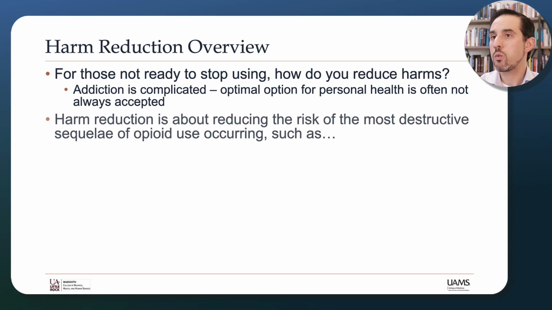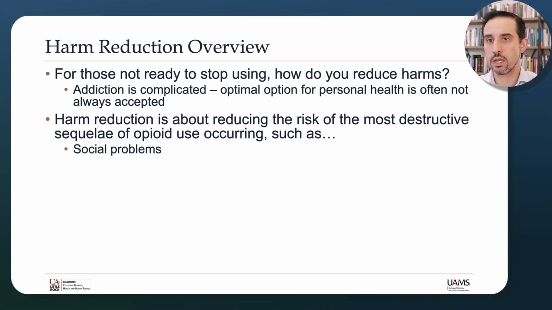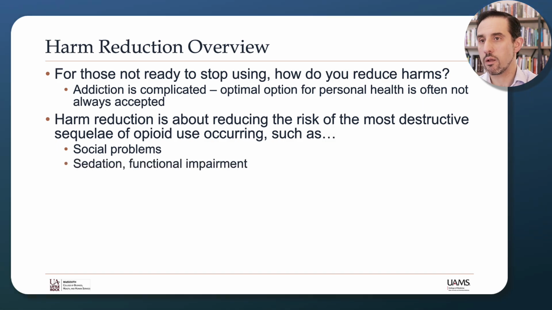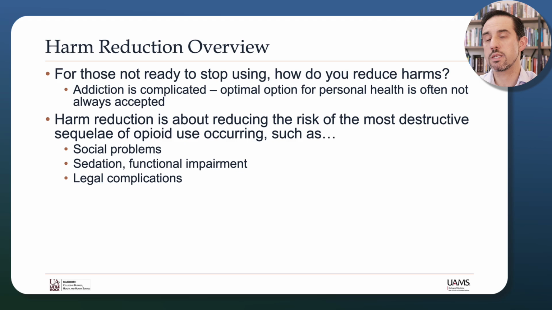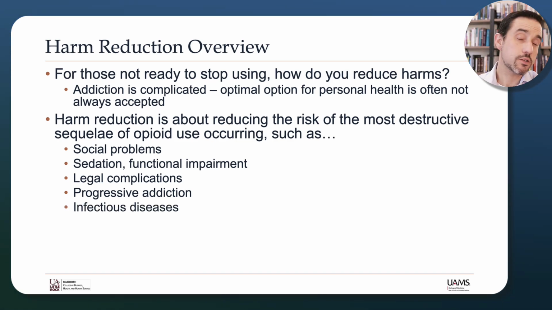And so the question is, how do we reduce the risk of the most destructive sequelae of opioid use occurring? At least, again, within the context of opioids, you can take harm reduction, the paradigm, to different places as well. But some consequences that we want to avoid people experiencing would be things like the social problems that might come from being in contact with unlawful elements, sedation and functional impairment, perhaps getting into car accidents, legal complications if they are using and having on their person substances that are illicit. What would happen if they were caught with those things? A progressive sequence of addiction where they're falling more and more into opioid use, which has a ripple effect throughout their life. Infectious diseases are a huge concern, particularly with intravenous use, where you might be using dirty needles, contracting hepatitis, HIV, etc.